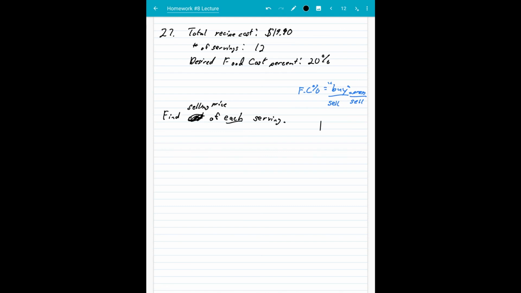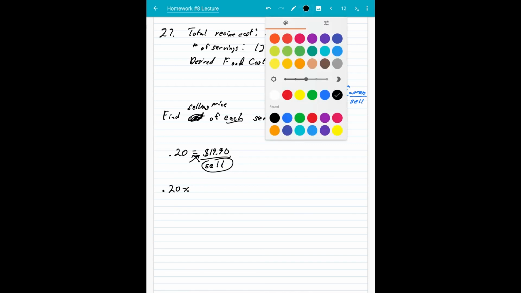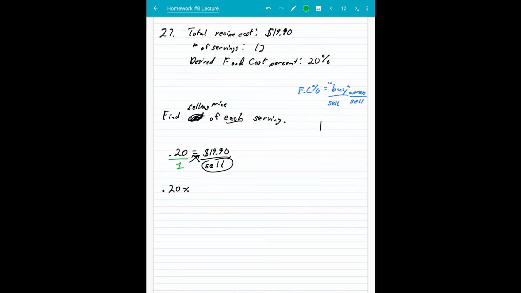The easiest way to do this is the food cost percentage is 20%, so it'd be 0.20. We have to prep it. It costs us $19.90. We need to figure out how much we're going to sell it for. So remember, we can cross multiply, and we can call this x. So this would be 0.20x. Remember, the number that's down here is a 1. We assume it's a 1. That equals 19.90. So to solve for x, you have to divide both sides by 0.20. So 19.90 divided by 0.20. That gives us 99.5.